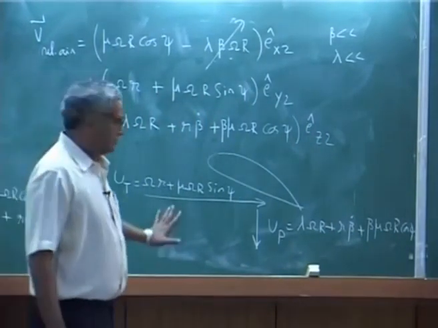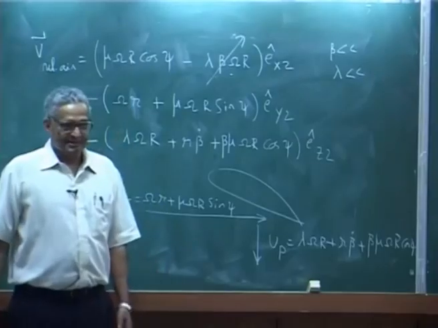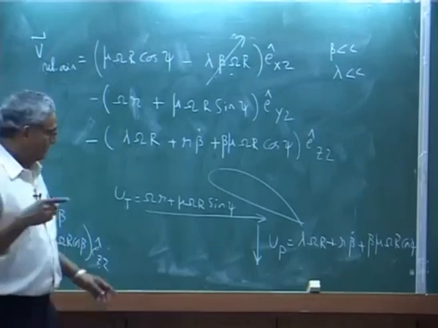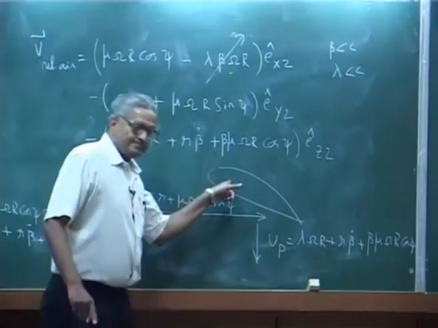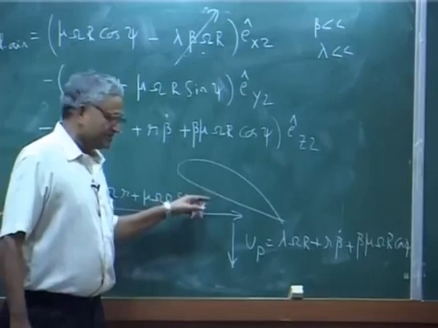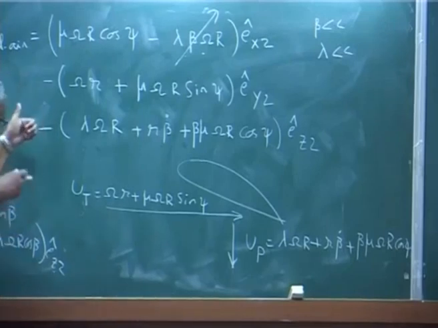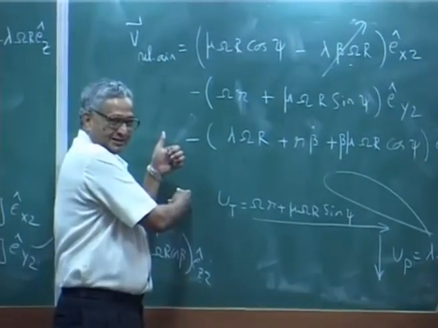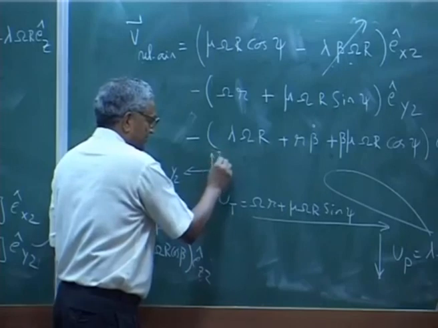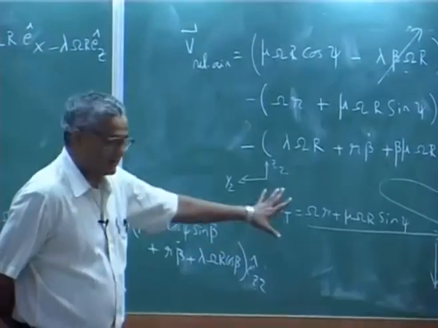Okay. Now you have ut, up, and ur, which is the radial velocity, because please understand, the radial velocity is going into the board, because you now knew that this is my y2 axis, z2 axis, x2 axis. Okay. So this is y2, x2 is going into the board, this is z2. All right. You have velocity component.